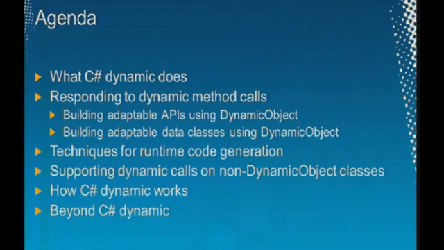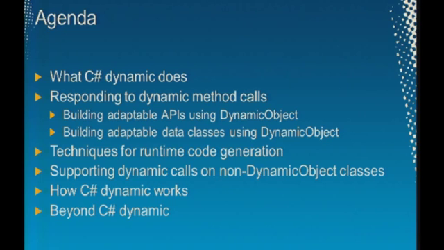Okay, so what do I want to cover this afternoon? We're going to look at dynamic and metaprogramming in .NET, and just going to cover a bit of a grab bag of topics within that. Firstly, we're just going to have a quick review of what the C# dynamic keyword actually does, what it means. I'm guessing that most of you are pretty familiar with that already. Then we're going to look at how we can write objects that respond to dynamic method calls.